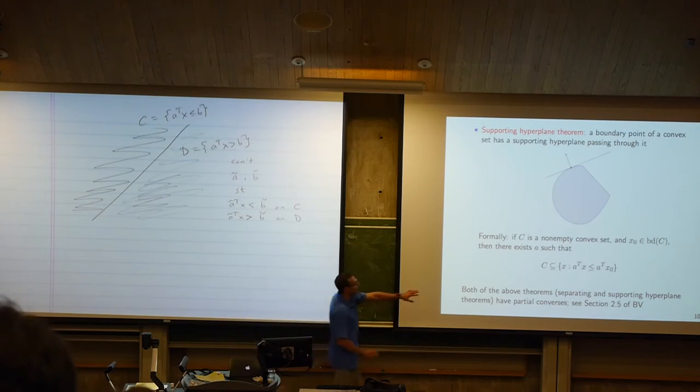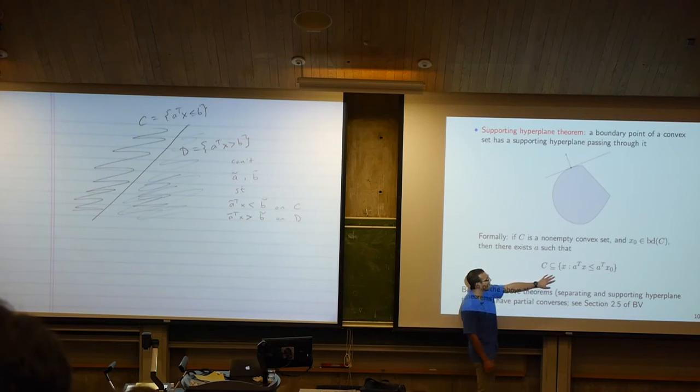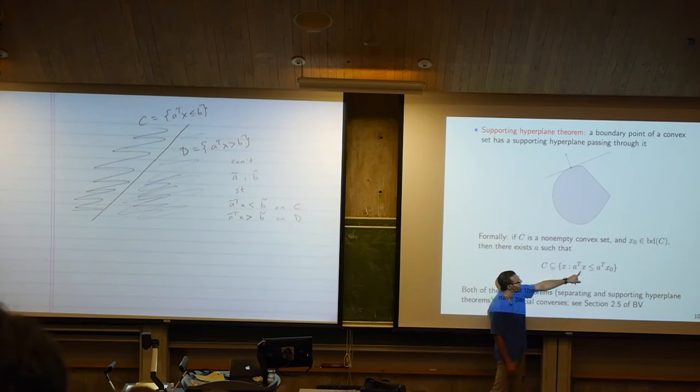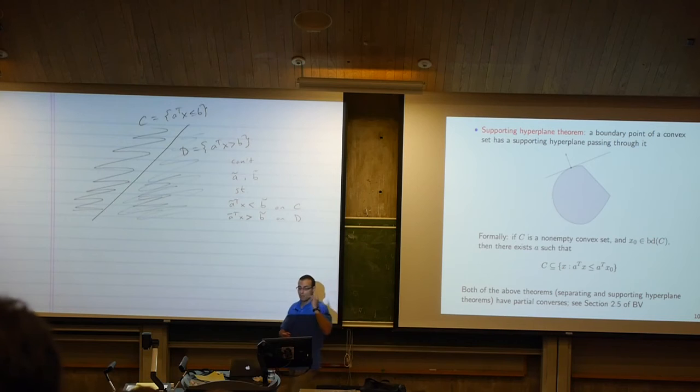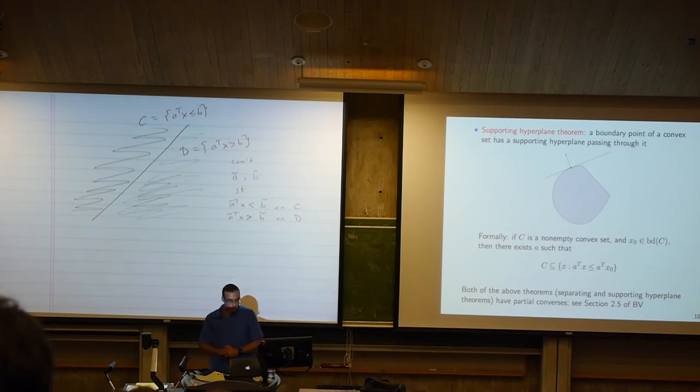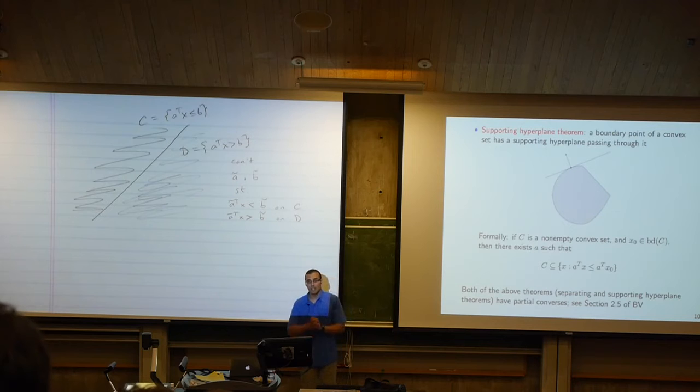In other words, I can write it like this. I've gotten rid of the B in the notation, with the property that A transpose x is less than or equal to A transpose x0 for all x in the set. And x0 is that boundary point. So that's a very important theorem. We typically don't use convex sets that much going forward from here on.